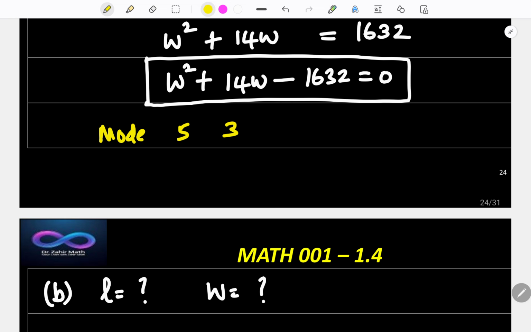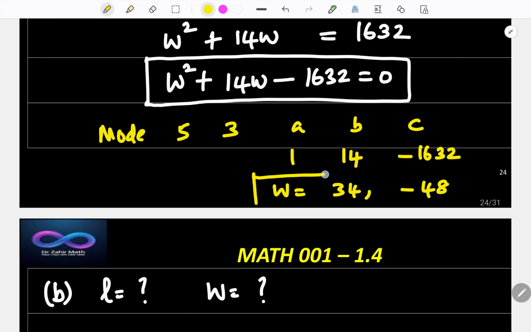So you can use the calculator. Mode 5.3. So if you use mode 5.3, come on, A, B, C. What is A? 1. What is B? 14. What is C? 1632. Come on, press equal. You will get W is equal to 34 and minus 48. Two answers you will get. This is your x1, this is your x2.